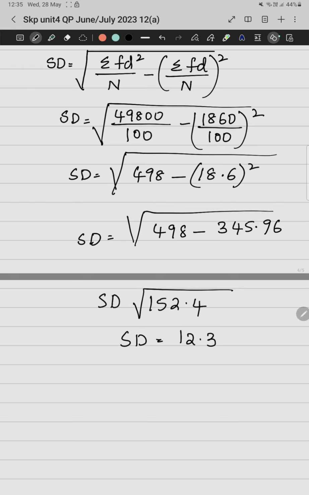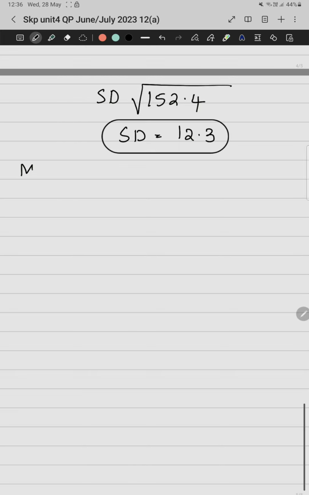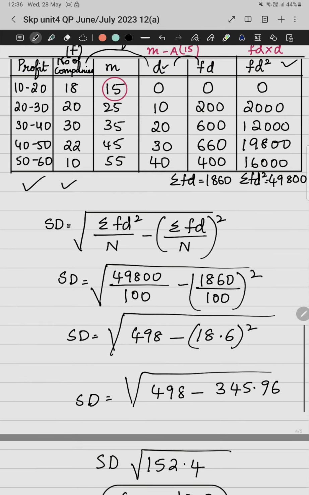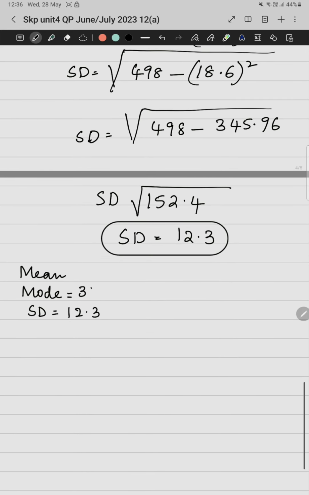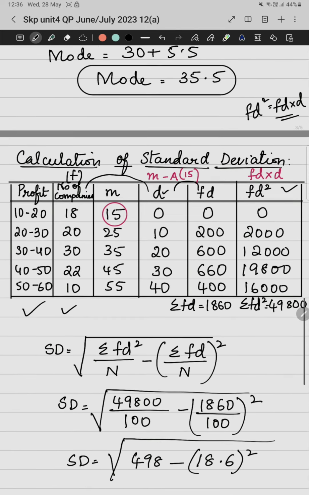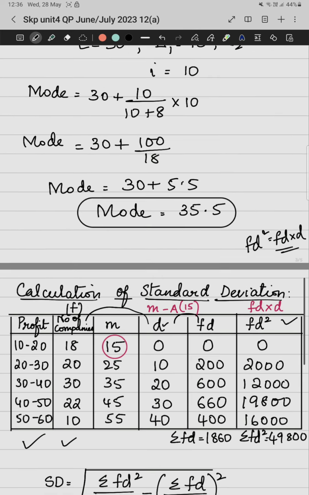Okay, so once we'll just write down all the values that we have found out. We have found out mean, we have found out mode, we have found out standard deviation. Standard deviation is 12.3, mode was 35.5, then mean is 33.6.